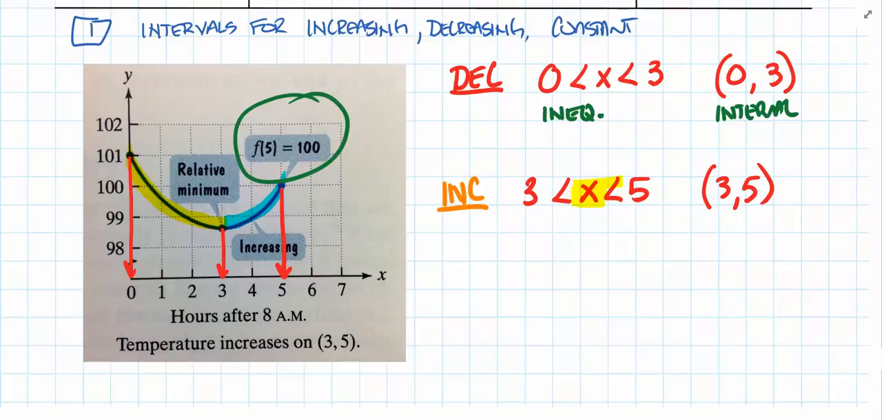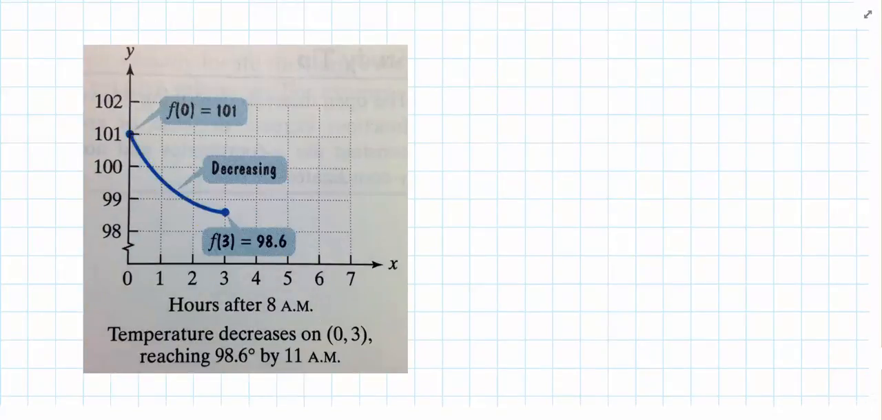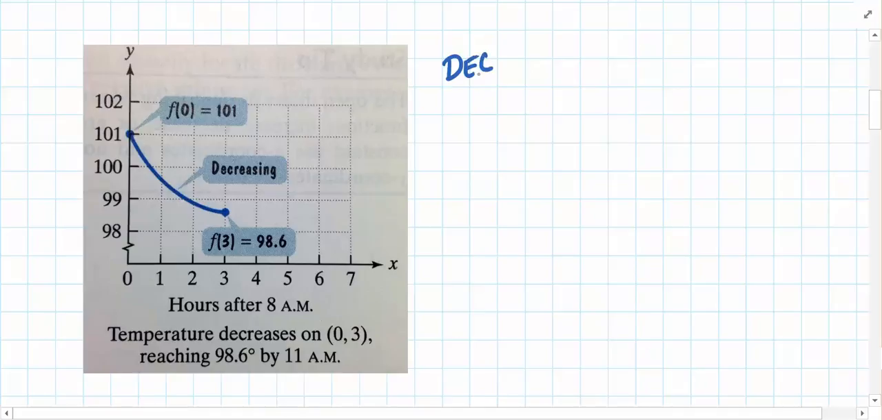This is the same picture, but it's only talking about the decreasing part. So let's write our interval. Where is this graph decreasing? From where? 0 less than x less than what? Less than 3. Very good. Okay, it's decreasing there. Now, let's also talk about the domain for this particular graph.